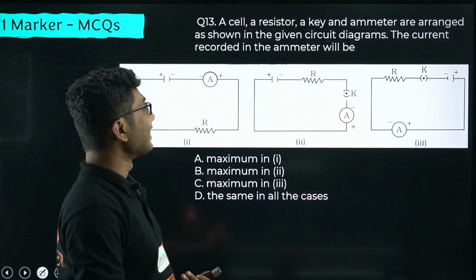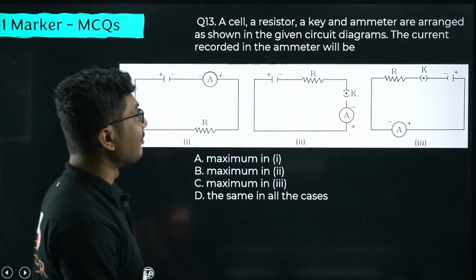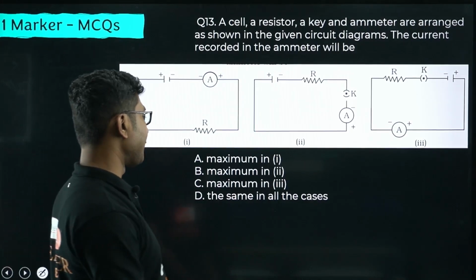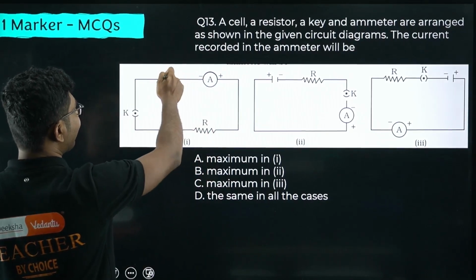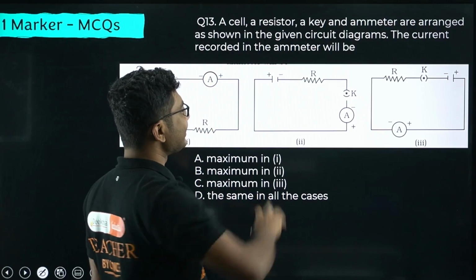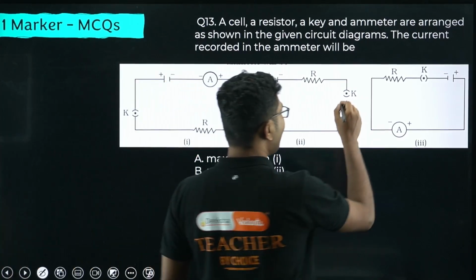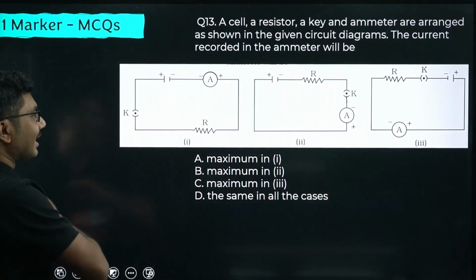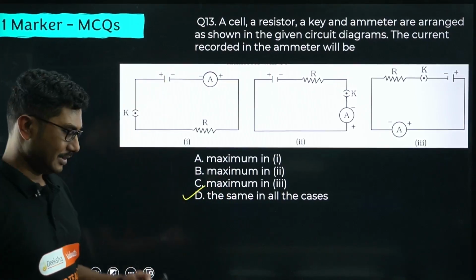First, a cell, a resistor, a key and an ammeter are arranged as shown in the given circuit diagram. The current recorded in the ammeter will be maximum in 1, maximum in 2, maximum in 3, or the same in all cases. Now you can see that the battery is the same, the ammeter is the same, the resistance is the same, the key is the same. The only thing is their arrangement is slightly changed, right? So they will have the same current no matter how they are arranged. The current will be the same in all three cases, right?